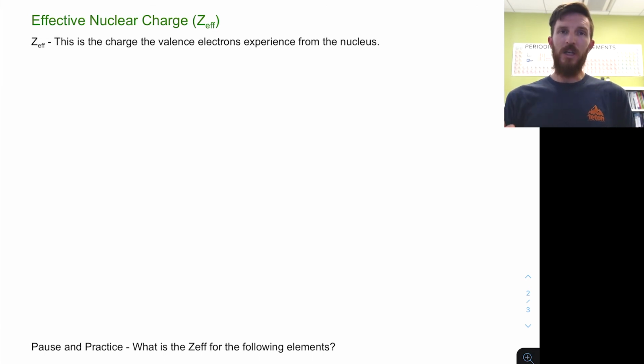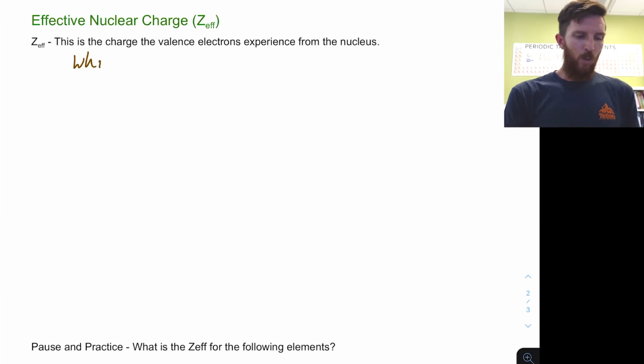And before we can do anything that relates to that, we need to talk about effective nuclear charge. This is effectively what charge an electron would feel. We say that this is Z sub eff, the effective charge of the nucleus that an electron in the valence shell would effectively feel or experience in that valence shell from the nucleus.